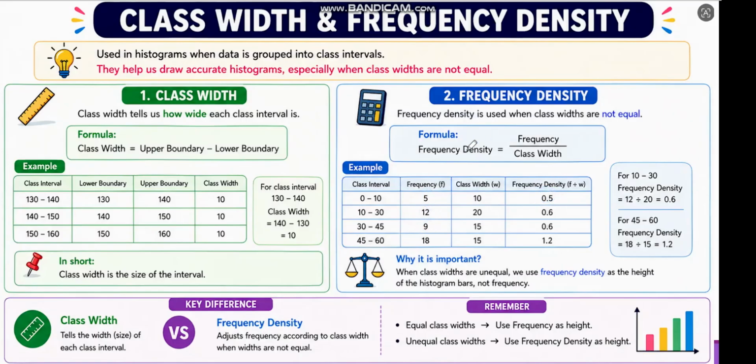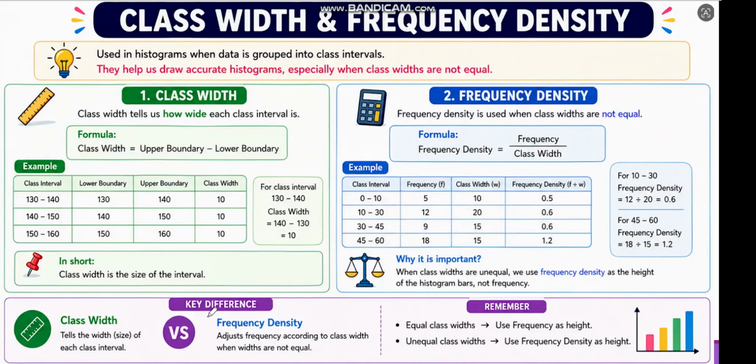So how do we find the frequency density? For the frequency density, you divide the frequency of a particular class interval by the class width. Here in the first case, the frequency is 5 and the class width is 10, so if we divide 5 by 10, we get 0.5. So the height of the bar will be 0.5. Similarly, in the next interval, the class width is 20 and the frequency is 12. If you divide 12 by 20, you get 0.6. It means the height of the bar, or the height of the histogram, should be 0.6 in this interval. And similarly, we can see the next values.